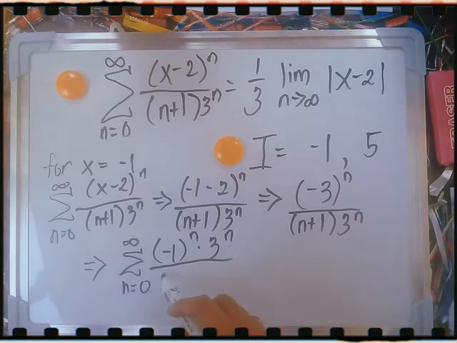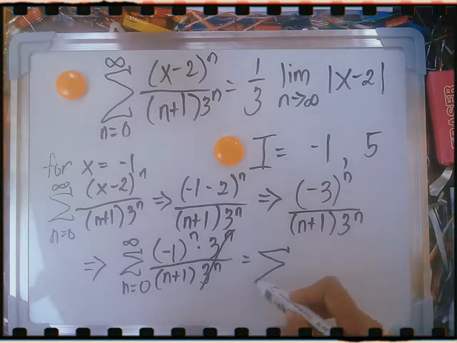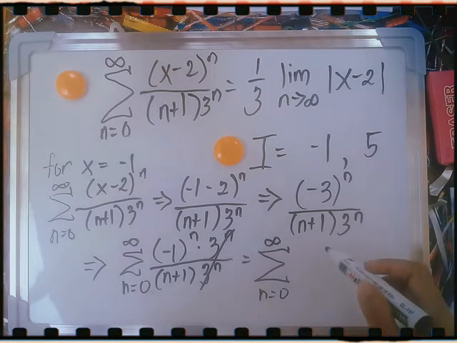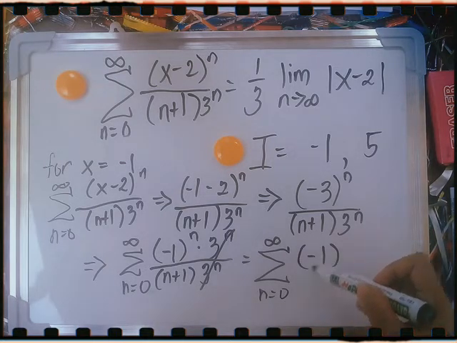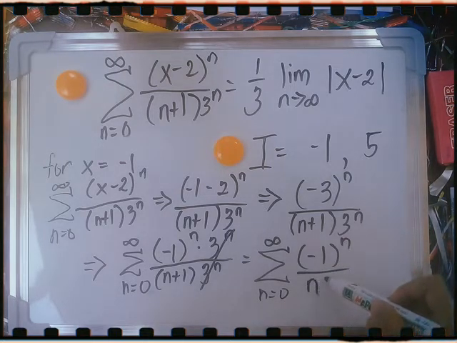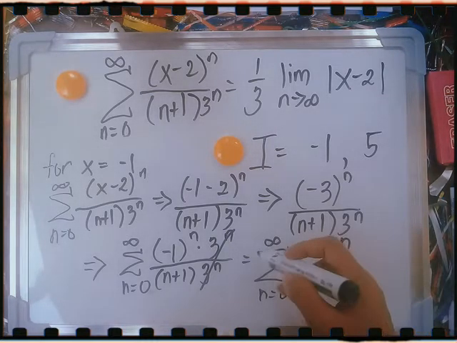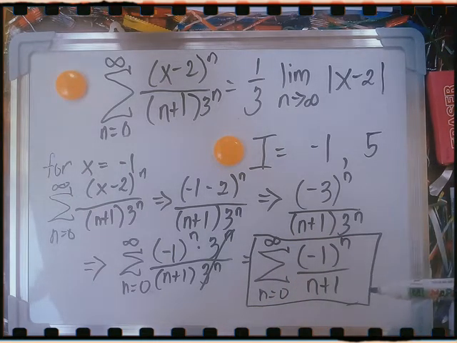And then the n plus 1 times 3 raised to n. So cancelling the 3 raised to n, we have the series as n is equal to 0 to infinity of -1 raised to n over n plus 1. So as you can see, the answer that we got is an alternating series. Okay, because of the negative 1 raised to n, it's alternating.